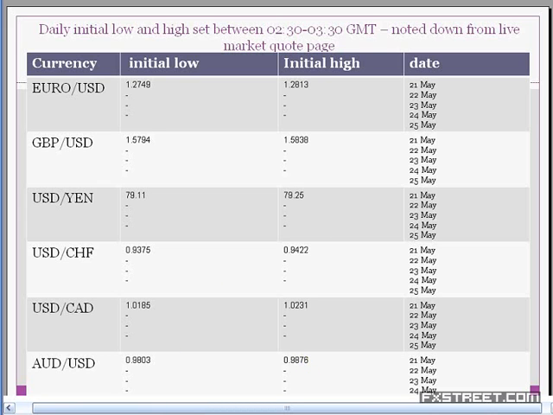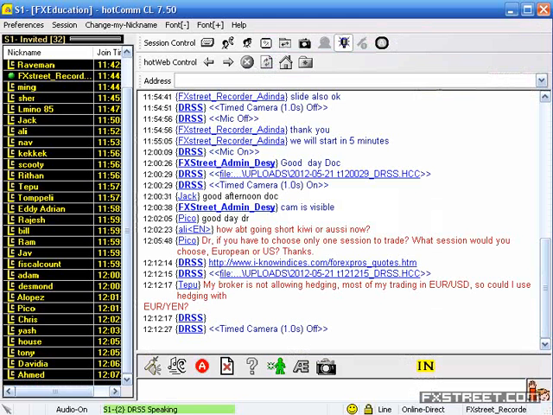So let me just give the link for the live market quote page. Then I'll focus the camera over the live market quote page.